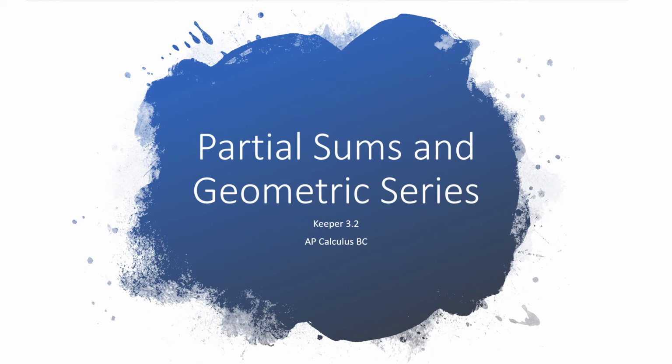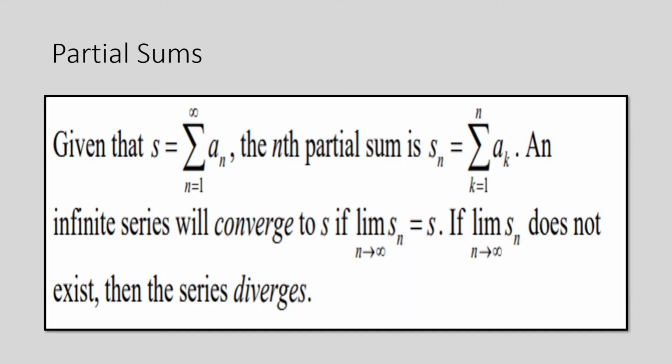Keeper 3.2, partial sums in geometric series. Alright, so a partial sum is basically a sum up to a certain term. So if you have a sequence or a series that you're counting all the way up to infinity, a partial sum might be the sum of the first 5 terms or the sum of the first 10 terms or something like that. So if you're counting just part of the terms, we call that a partial sum.